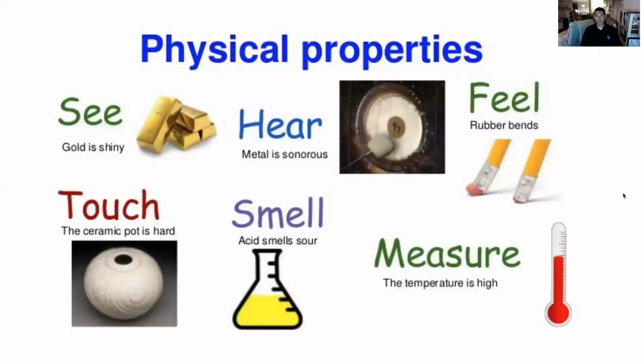All right. Physical properties of matter, things that we can observe, see, hear, feel, smell, touch, measure, right? Gold is shiny, that's something we see. Metal makes sounds when clanged, right? Sonorous, that's something we can hear. The feel, the way that the rubber bends on your pencil, all right? Touch, the ceramic pot is hard. Smell, acid smells sour, you want to waft those, right? If you were in a chemistry lab. Things we can measure, the temperature of something, the length of something, all things like that.